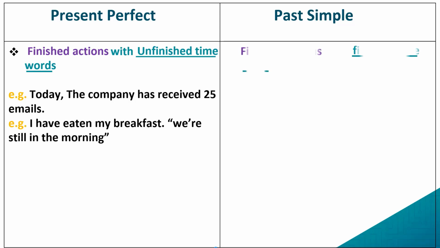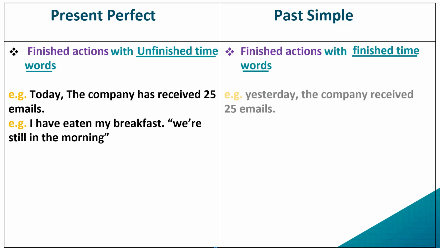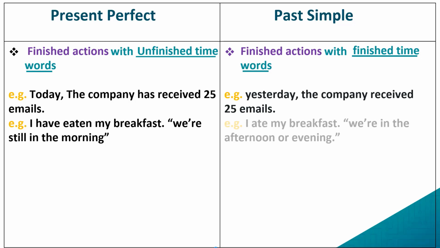But for past simple, of course, it describes finished actions with finished time words or past time words. Yesterday, the company received 25 emails. Or, I ate my breakfast. I ate my breakfast means that we are in the afternoon or evening, now morning is past.